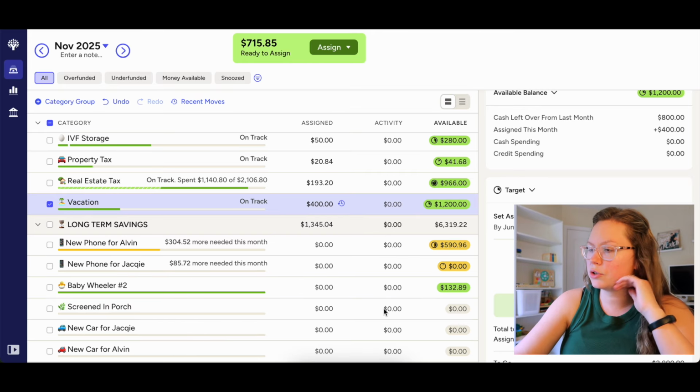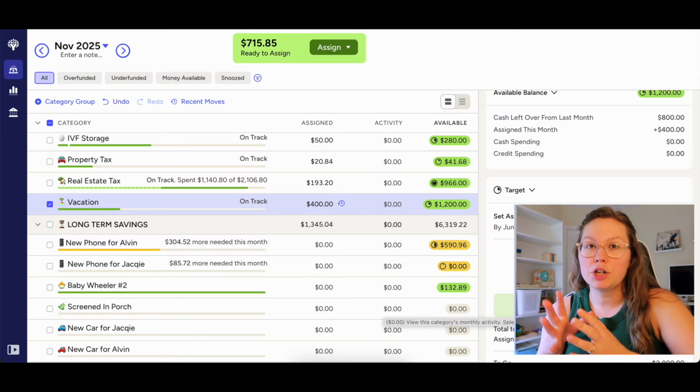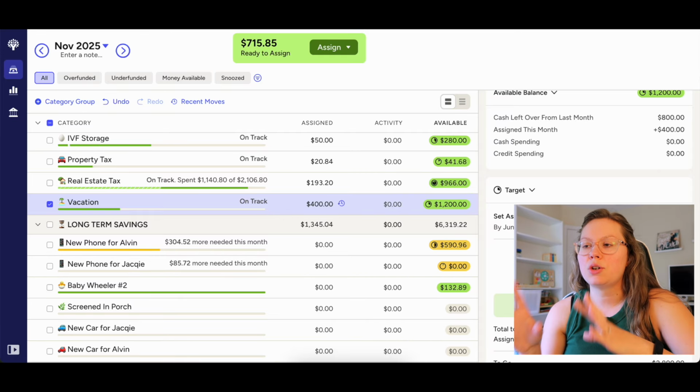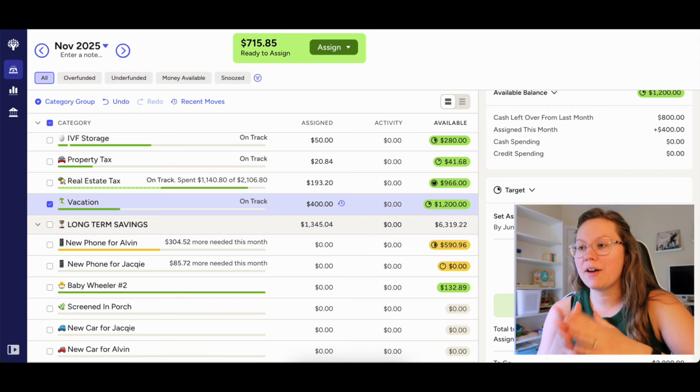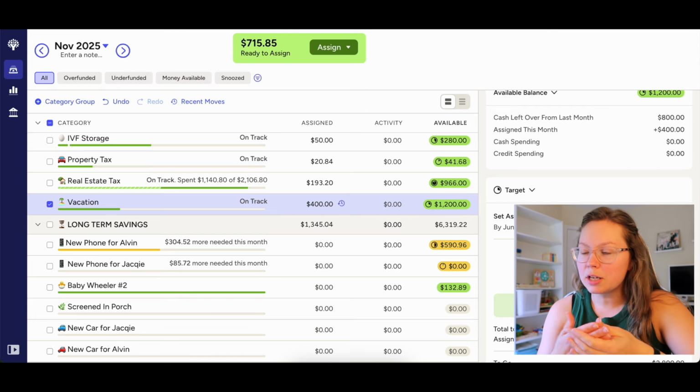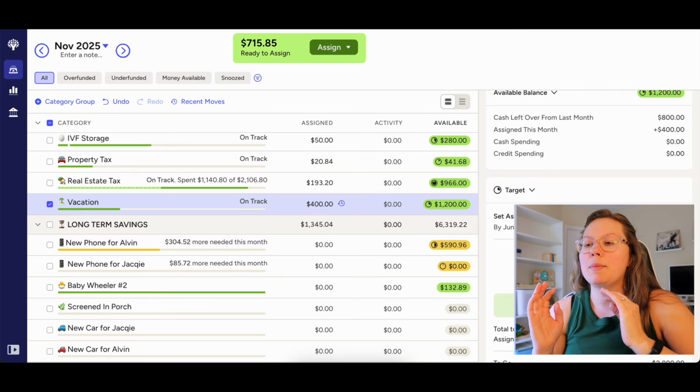Then we have our long-term savings. We do have an emergency fund, but I don't usually show that on here, or we just don't touch it. If I have extra money, sometimes I will throw it into the emergency fund at the end, if I don't want to throw it into these bigger goals.